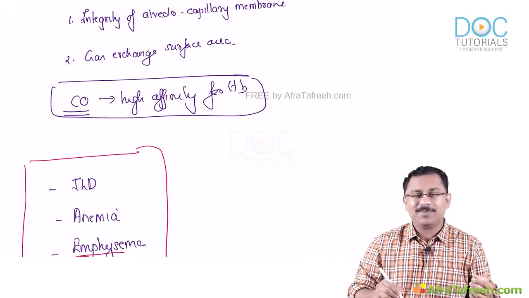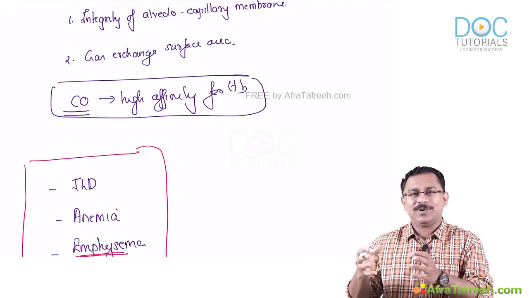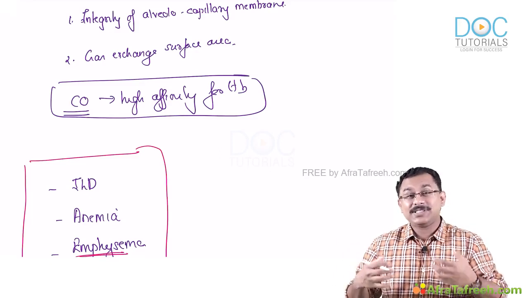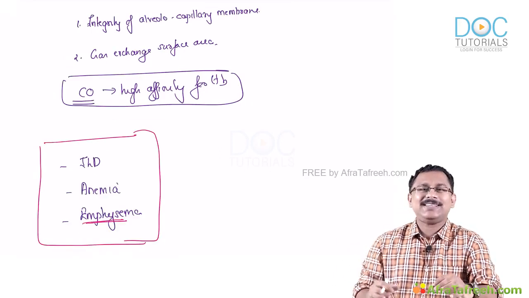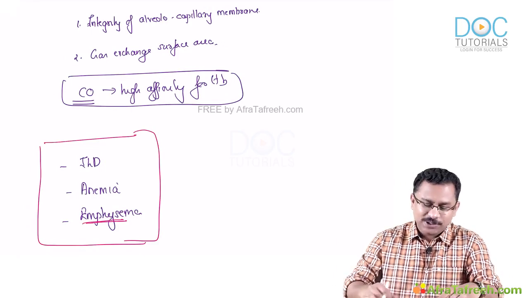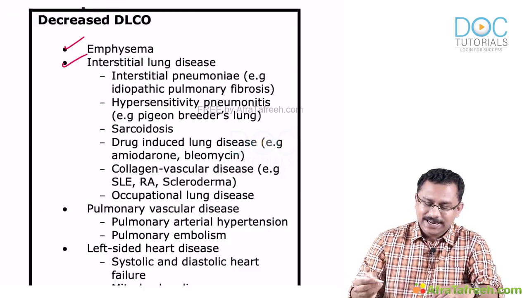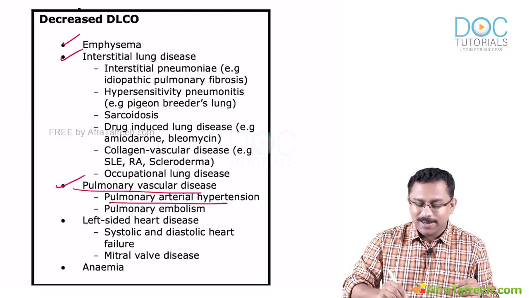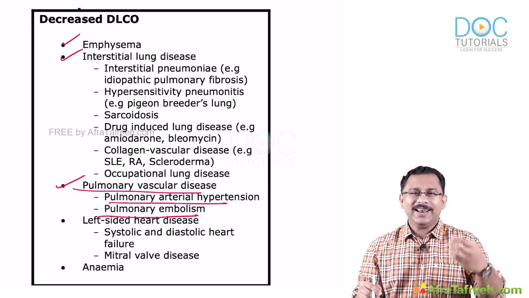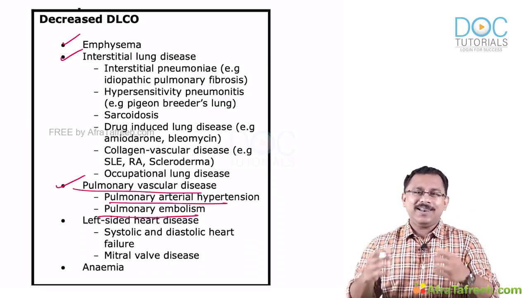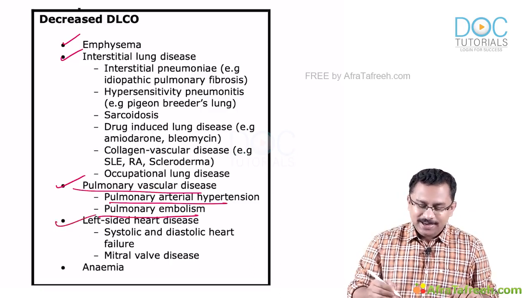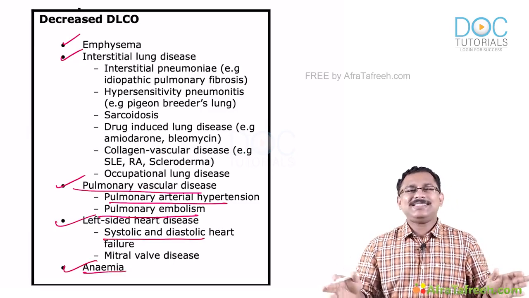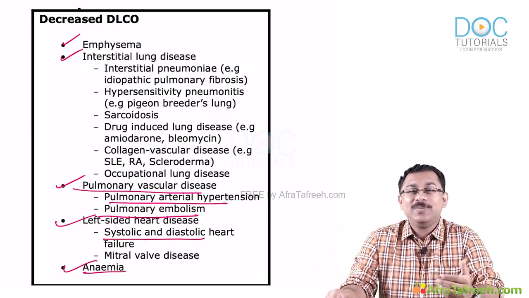affected, because in emphysema the gas exchange surface is not adequate because there has been destruction at the alveolar end, so you are not having enough surface area for gas exchange. So in such conditions you will have a decrease in the DLCO. Just to revise: emphysema, interstitial lung diseases, and pulmonary vascular disorders like pulmonary arterial hypertension and pulmonary embolism, where the vascular end of the alveolo-capillary membrane is affected, and left-sided heart diseases like heart failure, and also anemia. These are conditions where the DLCO will be reduced.